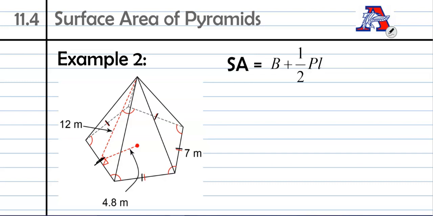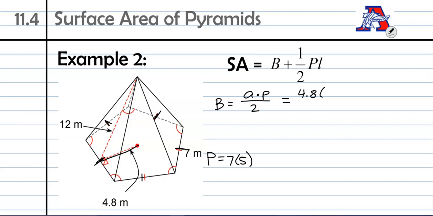So big B, the area of our base, is a regular pentagon. So we need to go back to a couple units ago where we learned about the area for those. So that was where we did apothem times perimeter over 2. Okay, so our apothem is given to us right here. It's 4.8 times perimeter. Well, our perimeter is 7 times 5. So we're going to need that again anyway. So let's just put that down here.